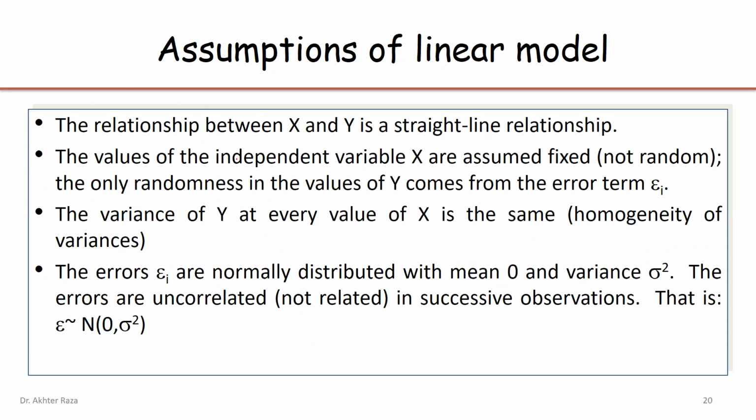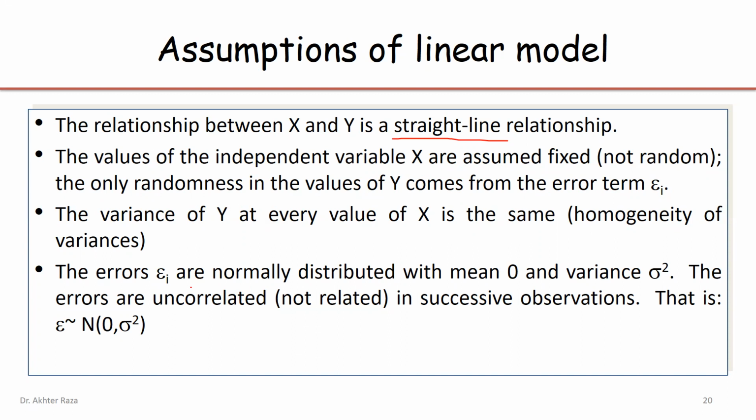Assumptions of the linear model. The relationship between x and y is a straight line, meaning we have a linear relationship among the two variables. The values of the independent variable x are assumed to be fixed, not random. So this is known as a controlled variable. So x is a controlled variable, and the only randomness in the values of y comes from the errors. The error term is important, and the error terms produce the randomness in the model. The variance of y at every point of x has the same distribution. The homogeneity of variances exists.